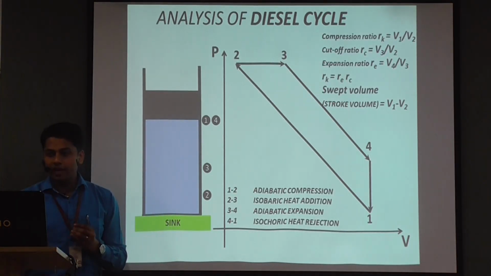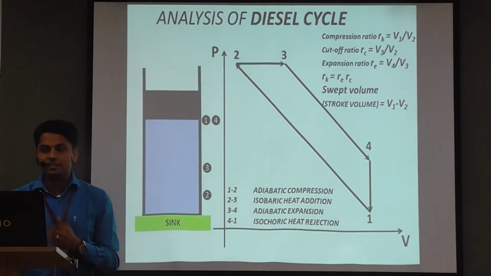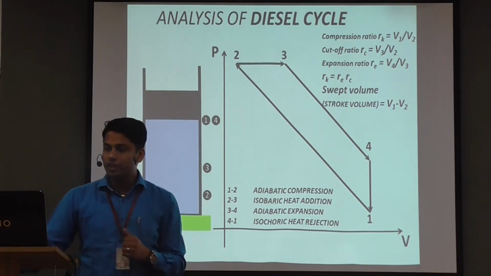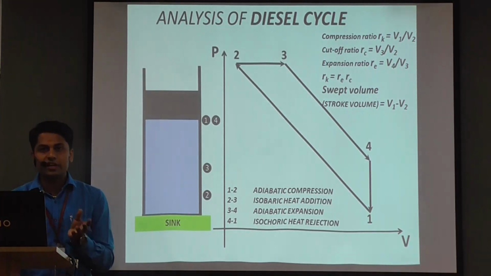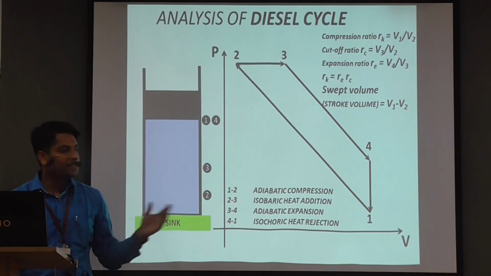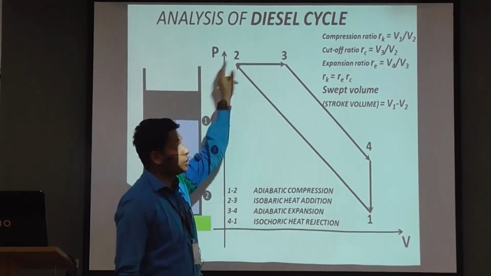And before ending, for a diesel cycle, there are certain terminologies. That is the compression ratio, which is represented by Rk equal to V1 by V2. Cutoff ratio Rc equal to V3 by V2. Expansion ratio Re equal to V4 by V3. And this compression ratio Rk will be equal to the product of the cutoff ratio and expansion ratio. And the stroke volume, as usual, is the difference V1 minus V2.